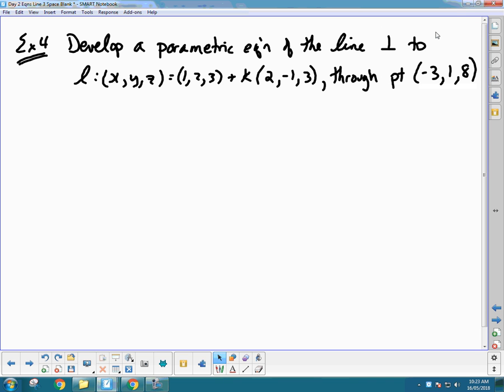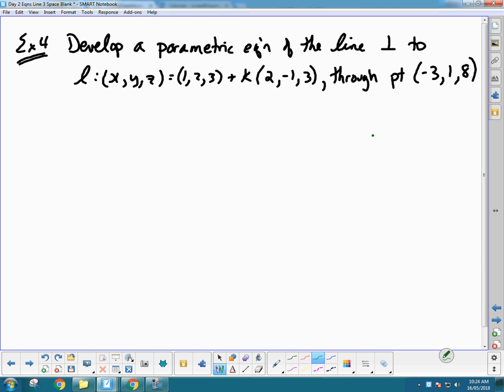Our last example then asks us to look at the information and come up with the equation of a line. Use the clues that are given in the question to come up with the equation of our line. So in this case, we're asked to find a parametric equation, and we know that it's perpendicular to L, this big long equation here, and it goes through a point. The two things we need to find equations of lines is a point and a direction vector.